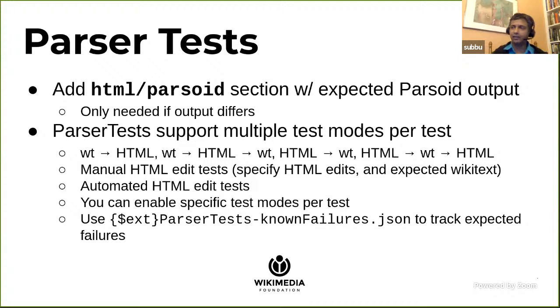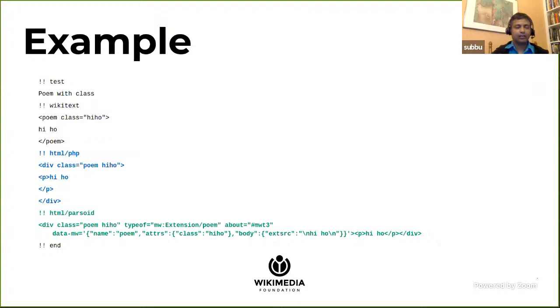And in case when you're testing, you know that your tests are going to fail, then you can use the known failures.json route to track unexpected failures. So if you add these failures, Parsoid will not flag your tests as failing. So here is an example.